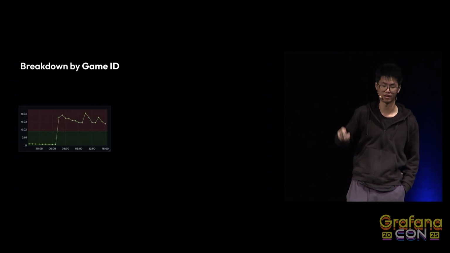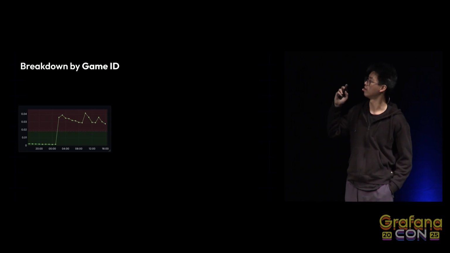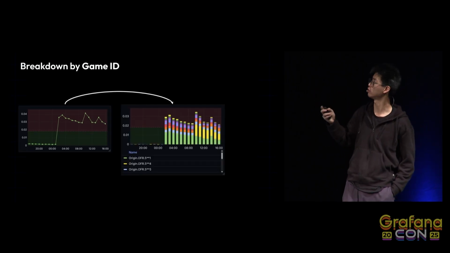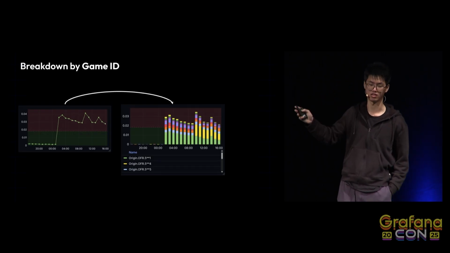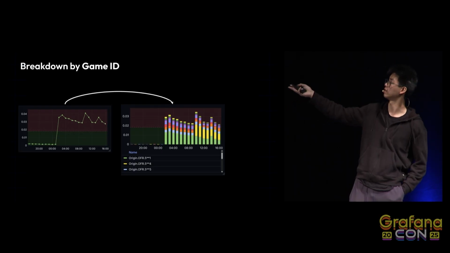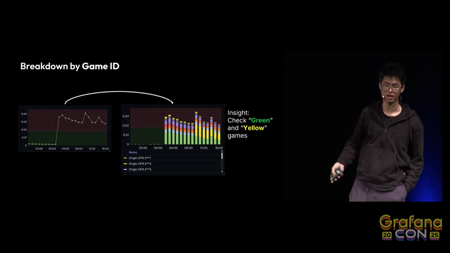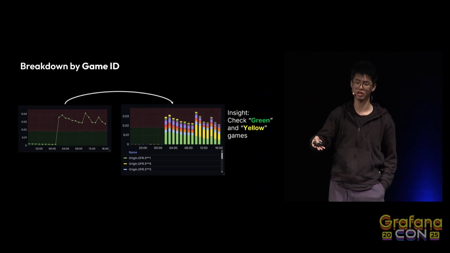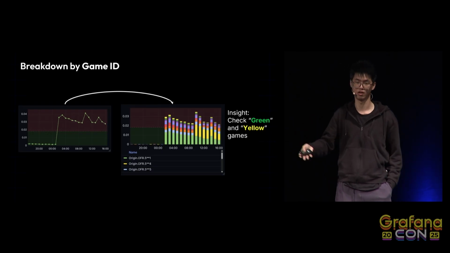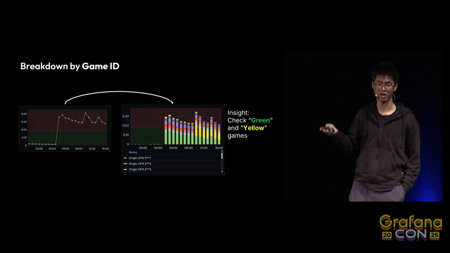For example, if we have a spike in game launch error, we can try to break it down by game ID. So right away, we see which games are causing the spike. That's the green one and the yellow one. Then we can test those games locally and try to reproduce the issue or even reach out to the game team. Either way, those are actionable insights.